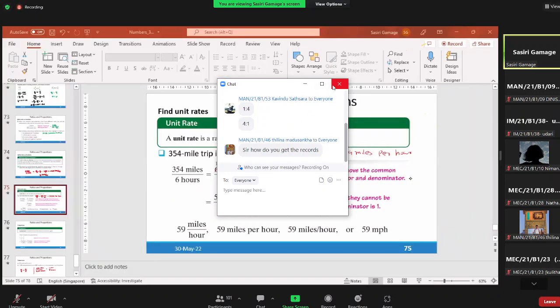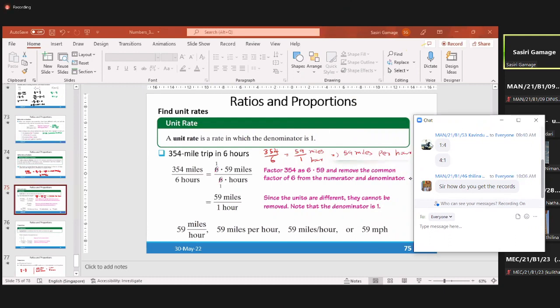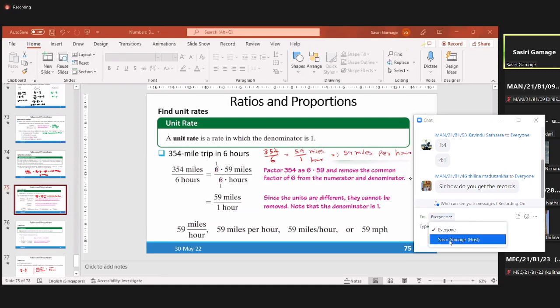Yes, records. I'll prepare a Google Classroom and share the link. I'll add you all to this classroom because I have to give you some take-home assignments as well. Probably this week I'll upload it. Then you can use that classroom to do all the things.